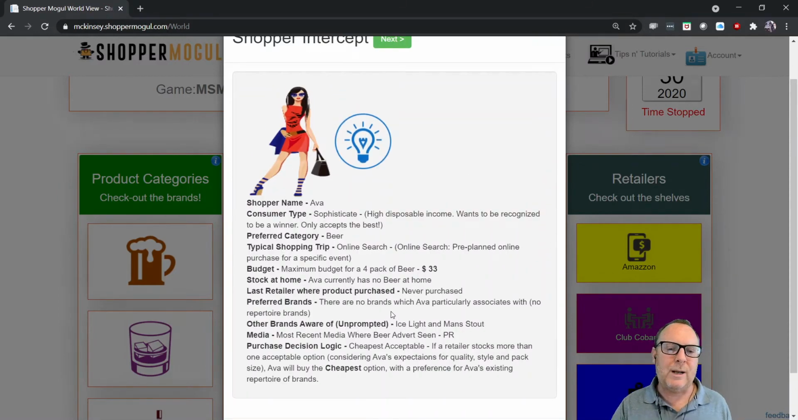So whilst Ava is a sophisticate with high income, her decision logic is she will buy the cheapest acceptable product. Acceptable for her is quite demanding, but if there were two acceptable products, she would buy the cheapest of them. There are a number of decision logics in the game, but again, this is really to give you a flavour of how the shoppers that are being simulated are making their choices.